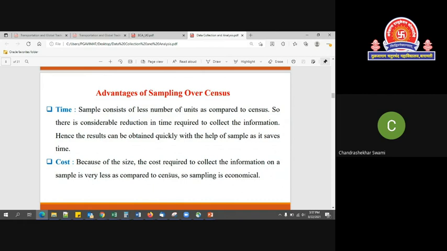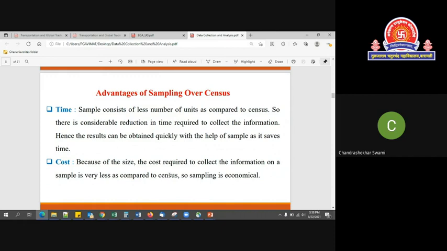Okay, it is not possible to test each and every drop of blood in the body. For that purpose, we take a few ml of blood from the body, we test that blood, and we infer the information and apply it to the whole blood in the body. Okay, so this is a sample.